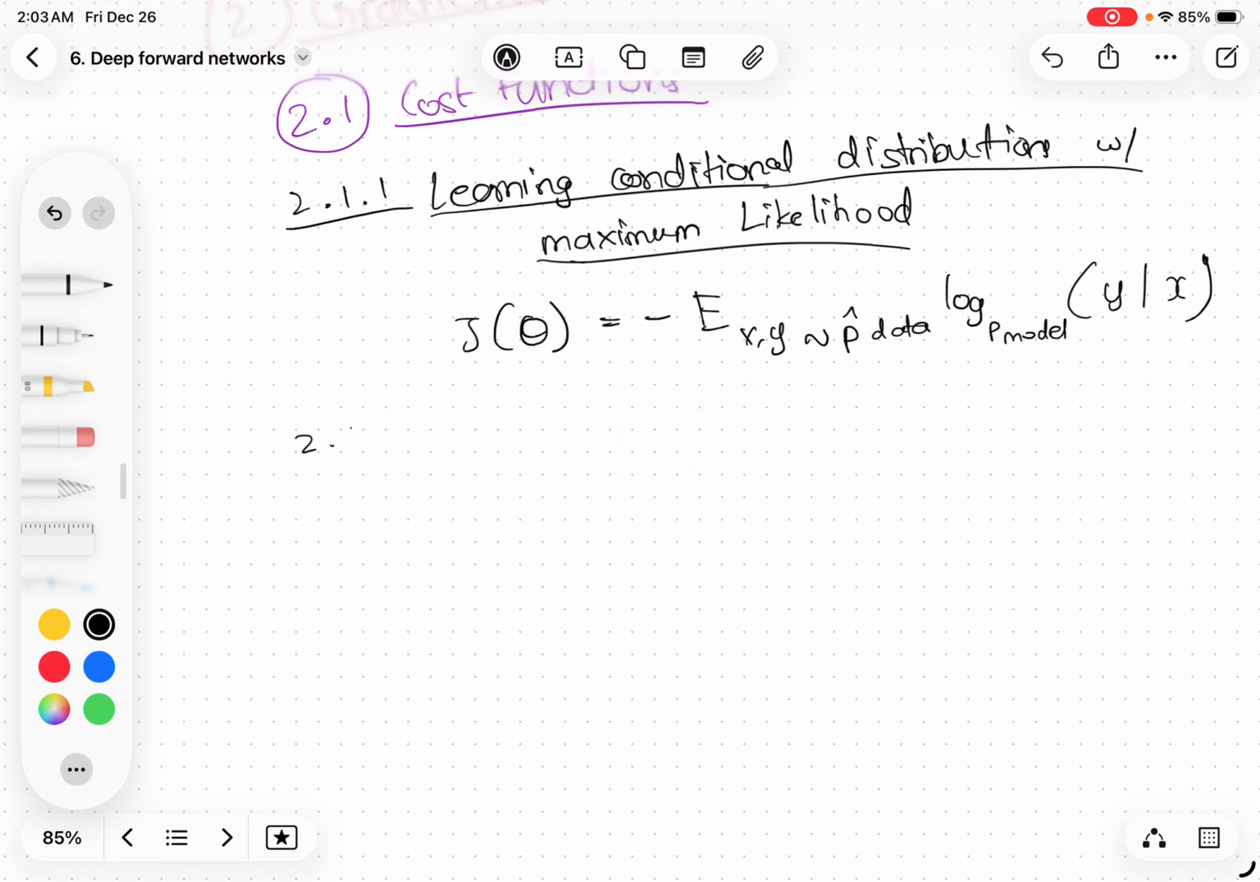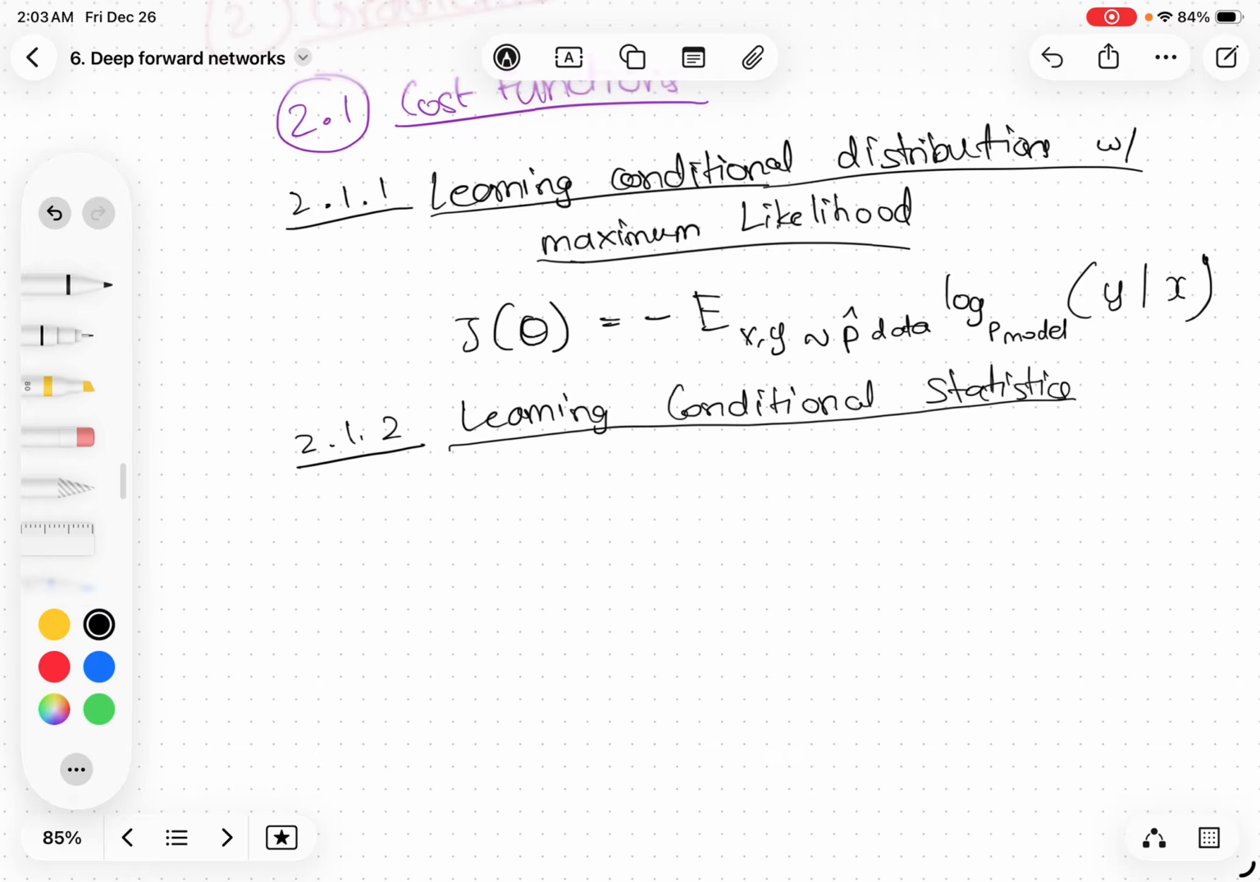Now going to the next one, learning conditional statistics. Instead of learning a full probability distribution p of y given x, we often want to learn just one conditional statistic of y given x. For example, we may have a particular f of x, and we wish to predict the mean of y.